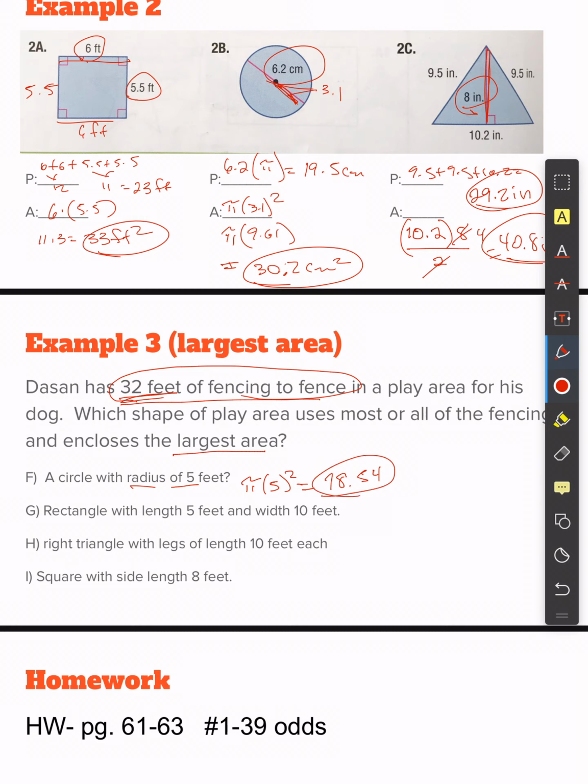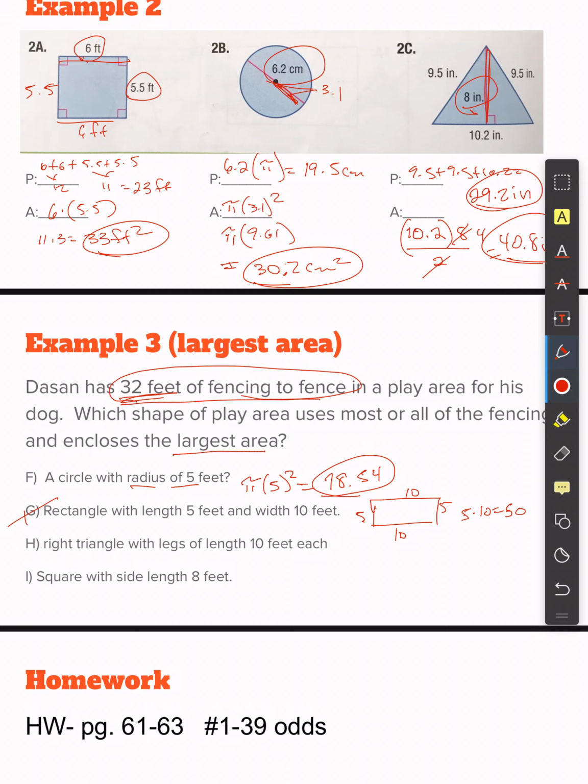The rectangle says the length is 5, the width is 10. But let's think about that, you guys. Let's just make sure that that works. Okay, so if this is 10, this is 10, this is 5, this is 5. Yeah, so that uses 30 feet of fencing. 10 times 5 gives me the area. So 5 times 10 equals 50. But clearly it's not going to be this one because the first one was bigger, right?